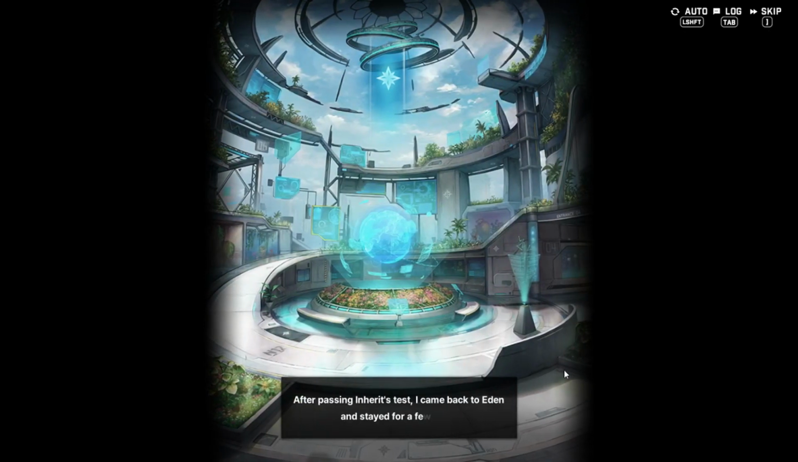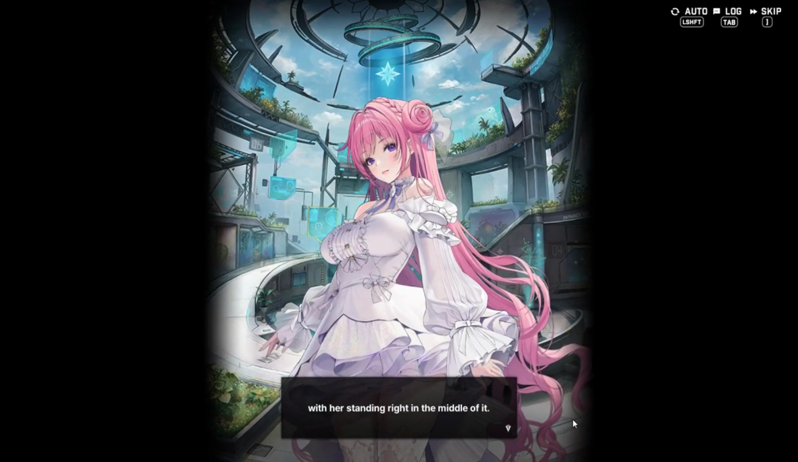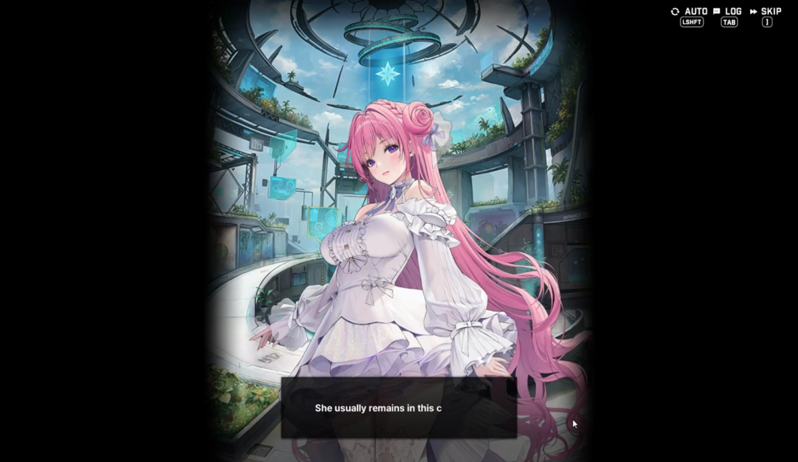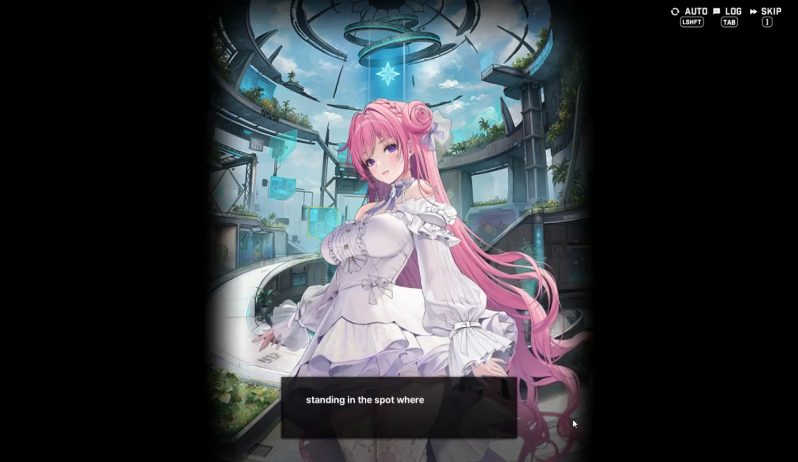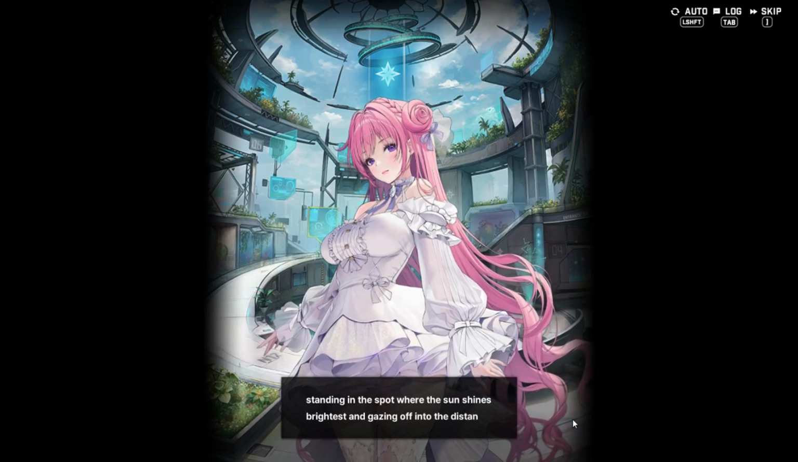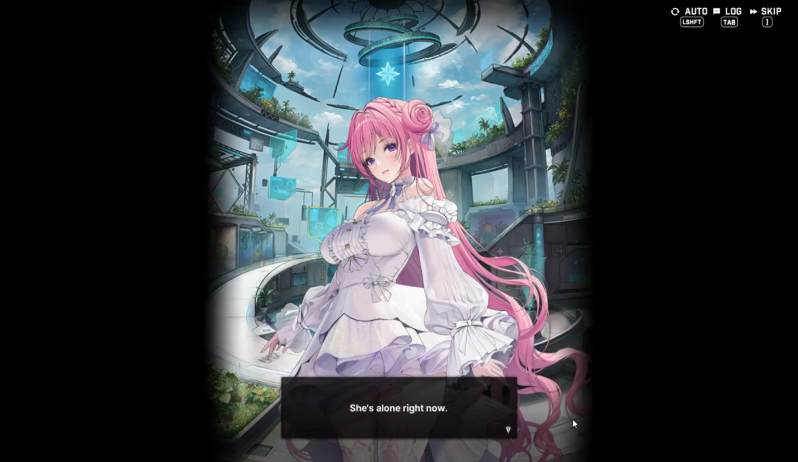After passing Inherit's test, I came back to Eden and stayed for a few days. Eden is a veritable paradise, one that the Ark aspires to become. Wide open grasslands and fresh air. Trees abundant with fruit. And a breathtaking courtyard. And with her standing right in the middle of it. Dorothy. A Nikke residing in Eden who is angelic in many ways, yet can turn on a dime and become callous if the situation calls for it. She usually remains in this courtyard, standing in the spot where the sun shines brightest and gazing off into the distance. She's alone right now.